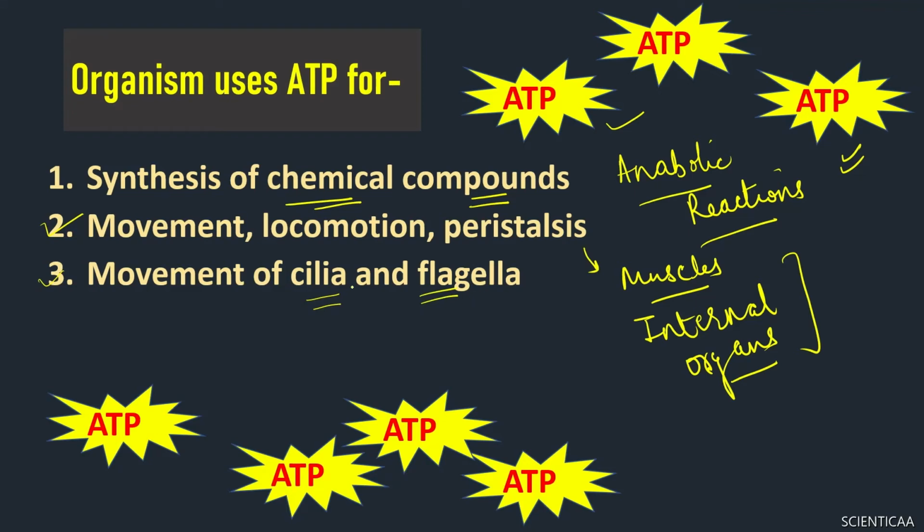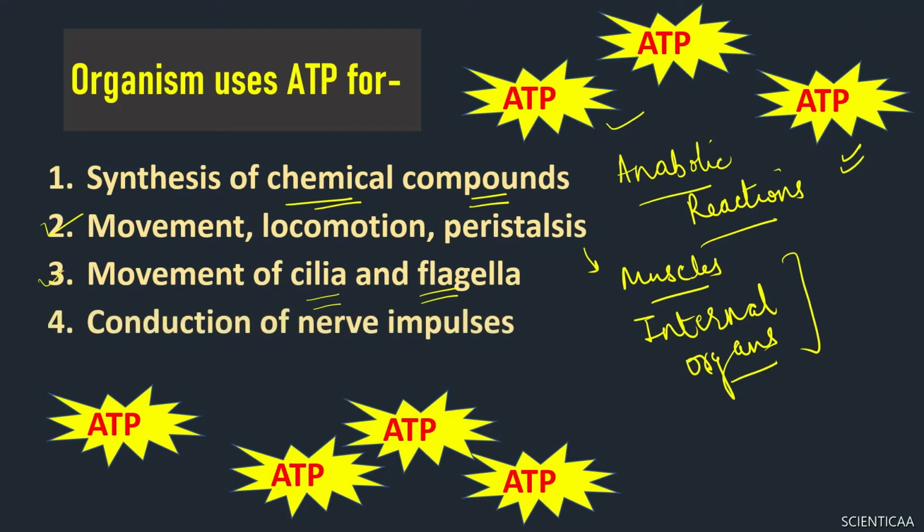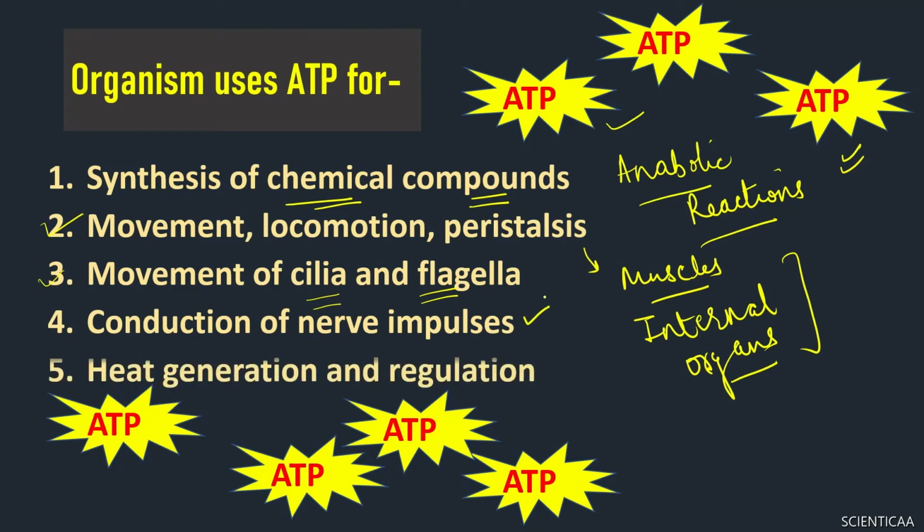So, they are moving with the help of cilia and flagella. These are also helping in locomotion for lower organisms. Conduction of nerve impulses also requires energy in our body, and that is being provided by ATP supplied by mitochondria. Heat generation and regulation inside the body is also being done by mitochondria.